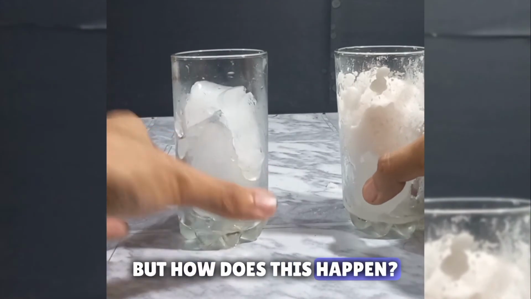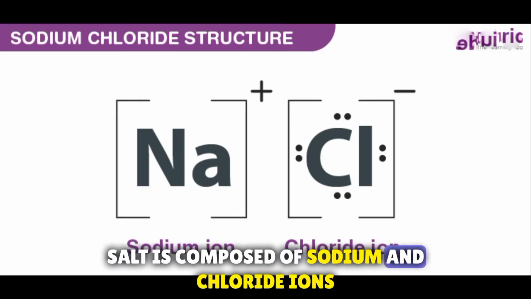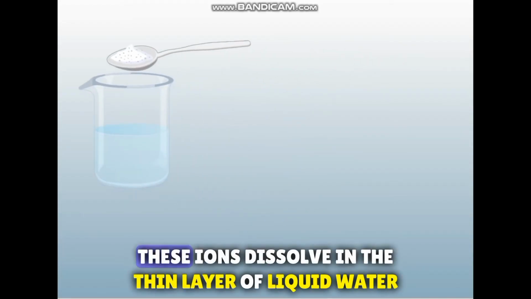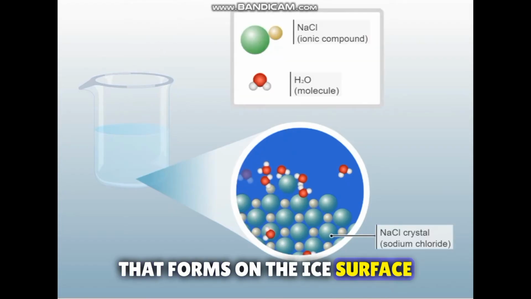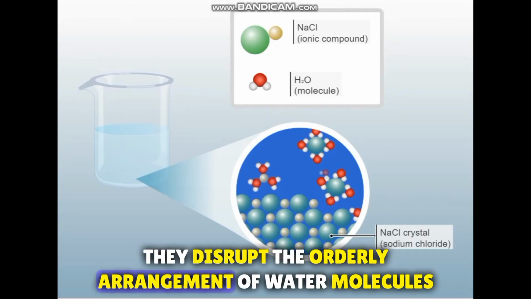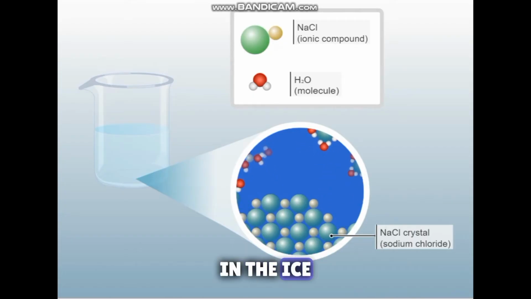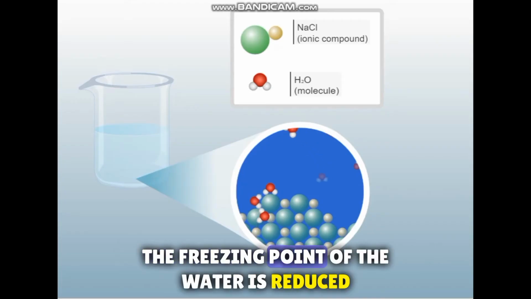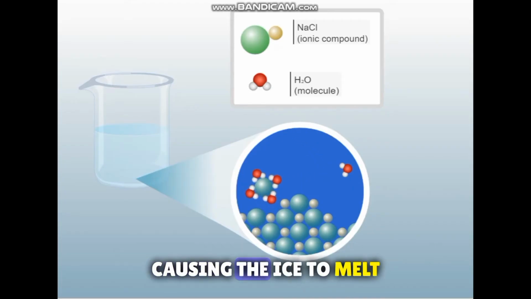But how does this happen? Salt is composed of sodium and chloride ions, which are positively and negatively charged particles. When we sprinkle salt on ice, these ions dissolve in the thin layer of liquid water that forms on the ice's surface. As the salt ions mix with the liquid water, they disrupt the orderly arrangement of water molecules in the ice, making it more difficult for the ice to remain solid. The freezing point of the water is reduced, causing the ice to melt.